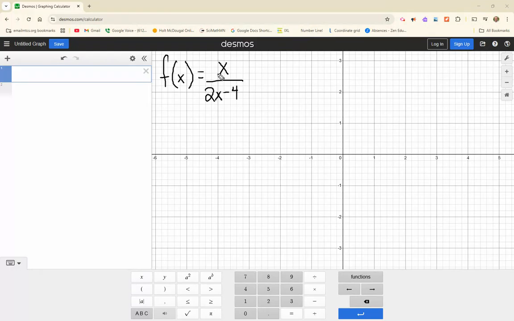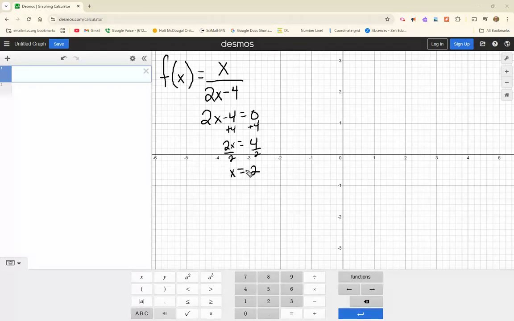Well, for this, you can see that here we have x over 2x minus 4. To find the restricted value, we're going to set the denominator equal to 0. So 2x minus 4 equals 0. And then we're going to solve for x. So we'll add 4 on both sides, which gives us 2x equals 4. And then we divide by 2 on both sides to give us x equals 2.